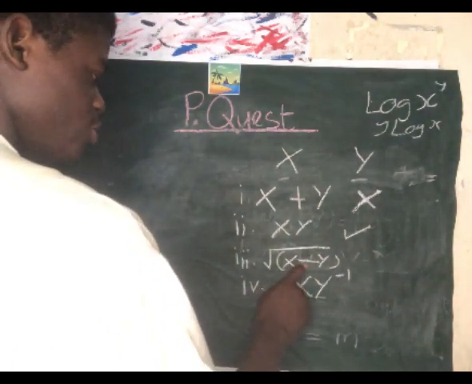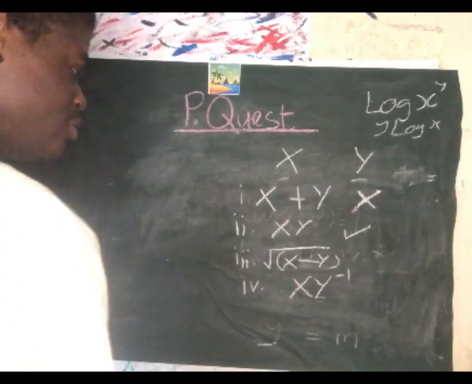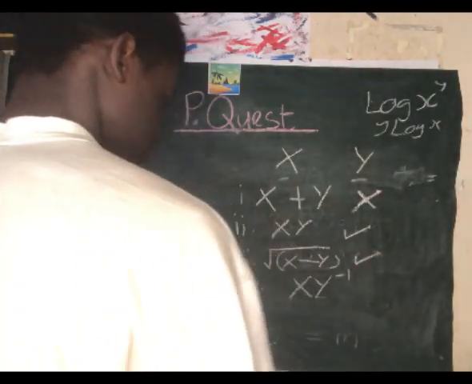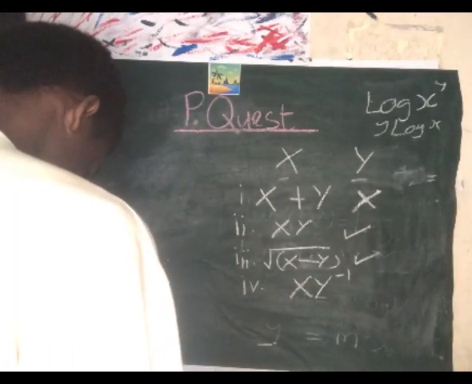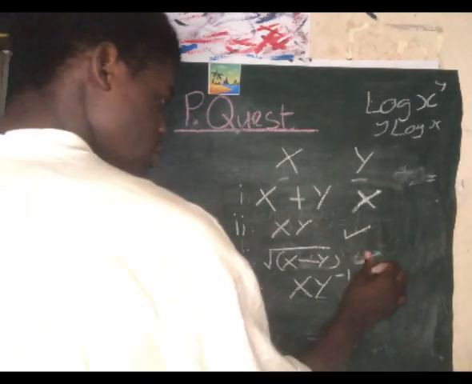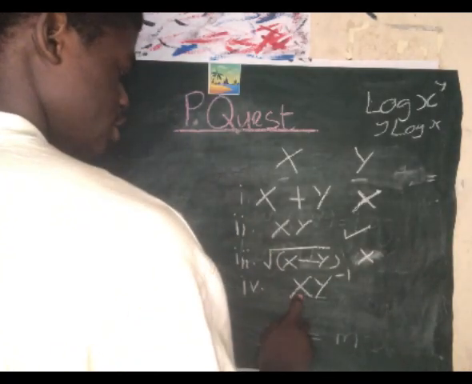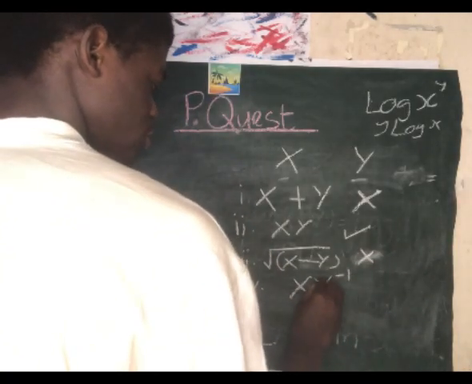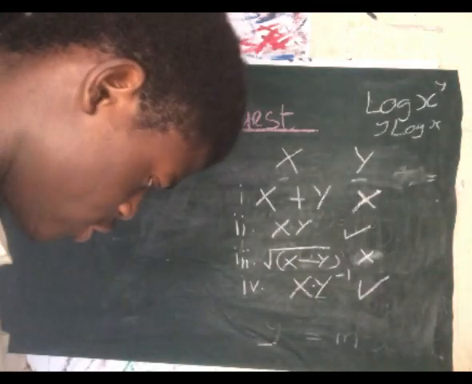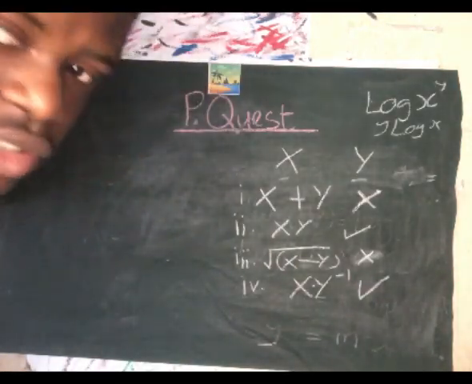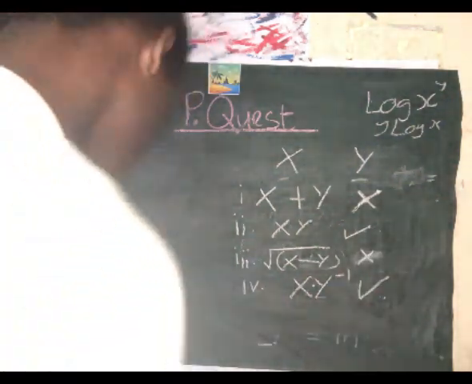Here they are separated with this sign. This one is also there. This one is also there, and they are also separated with the product sign. This is also there. So our right option will be option B, II and IV. That's the answer.